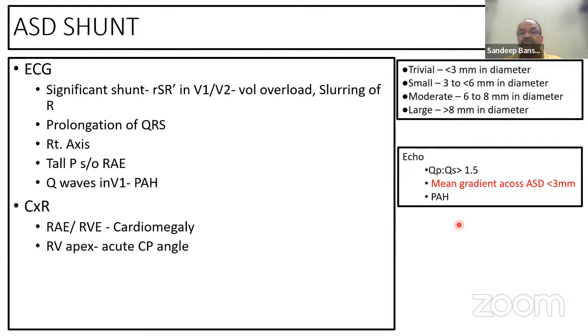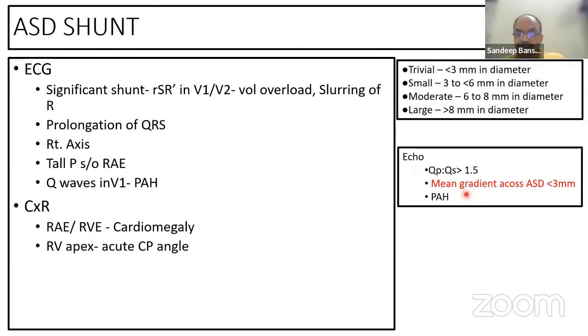As far as echo is concerned, we need to measure the QP and QS. I'm not describing how we measure the QP and QS. Generally, please remember that we measure the VTI, or the velocity time integral, of the flow across the pulmonary valve, and we measure the diameter. We feed in these two parameters, and the QP is given by the computer itself in the echo machine. In a similar way, we measure the VTI across the aortic valve, aortic flow, and we calculate the ratio of these two.